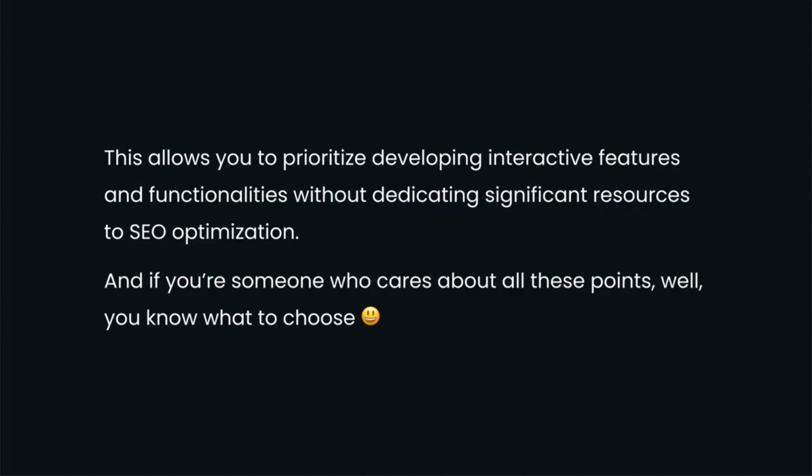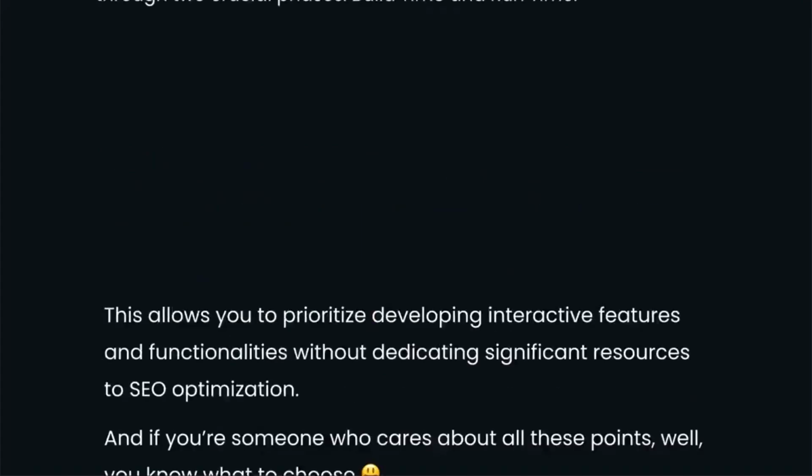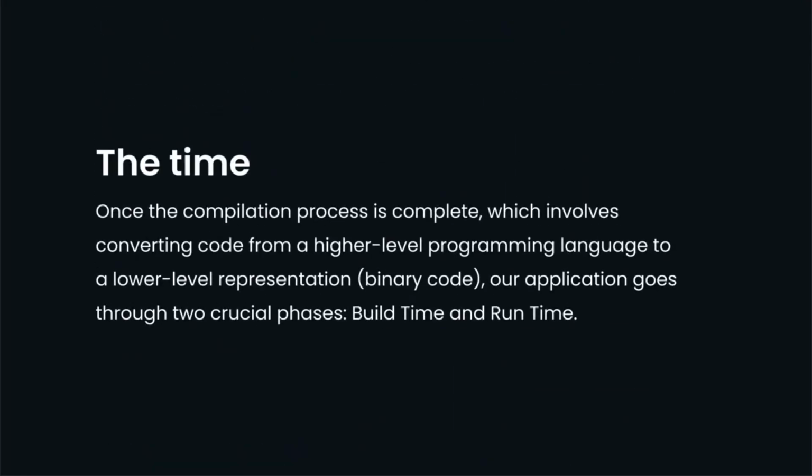Now, let's go a bit deeper into how code gets converted into the websites that we see. Once the compilation process is complete, which involves converting code from a higher level programming language to a lower level representation, such as binary code, our application goes through two crucial phases: build time and runtime.